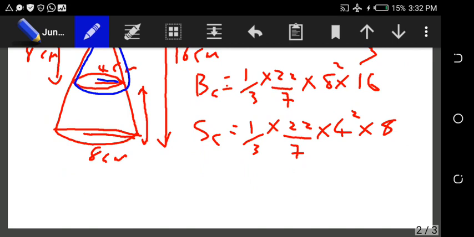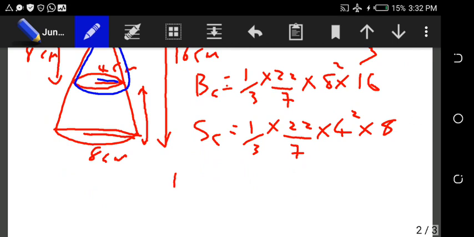7 times 8 squared, that's 64, times 16, all together, that will give us, therefore, the BC, that is the big cone. The big cone will simplify 1 over 3 times 22 over 7 times 8 squared, that's 64, times 16. When you punch that into your calculator all together, that will evaluate to approximately 1072.7 cm.